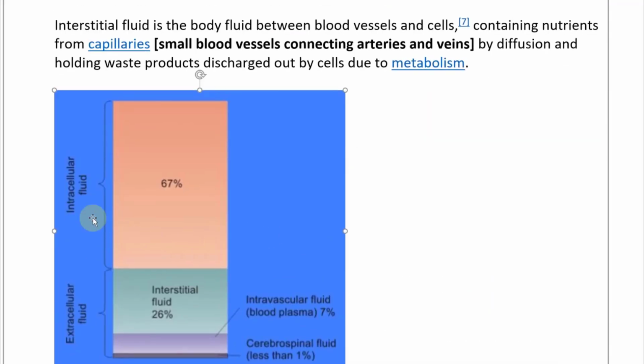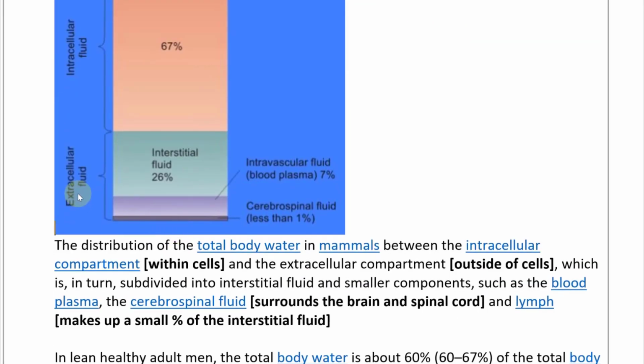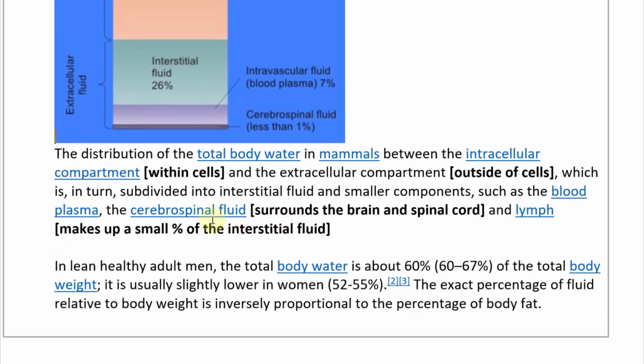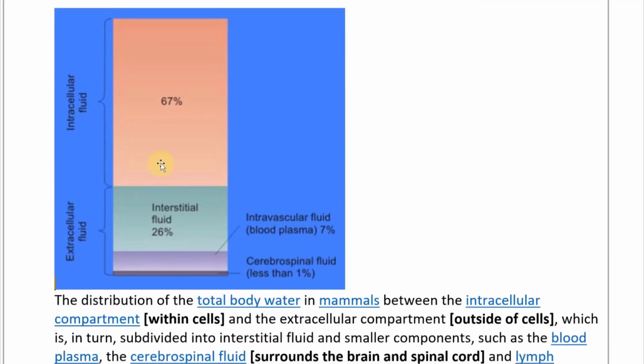Yeah, so here's a diagram. So the intracellular fluid is inside cells, approximately 67% of the body water in mammals. Then extracellular fluid outside of cells, 26% of that is going to be interstitial fluid, as between blood vessels and cells. And then the intravascular fluid, which is inside the blood plasma or in the blood vessels, it's 7%. And then the spinal cord and brain, that's cerebrospinal fluid, that's less than 1%. Fascinating stuff. And then lymph makes up a small percent of the interstitial fluid.